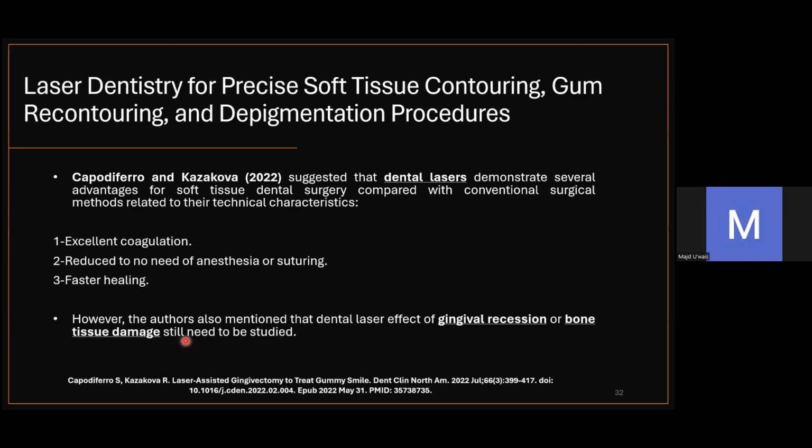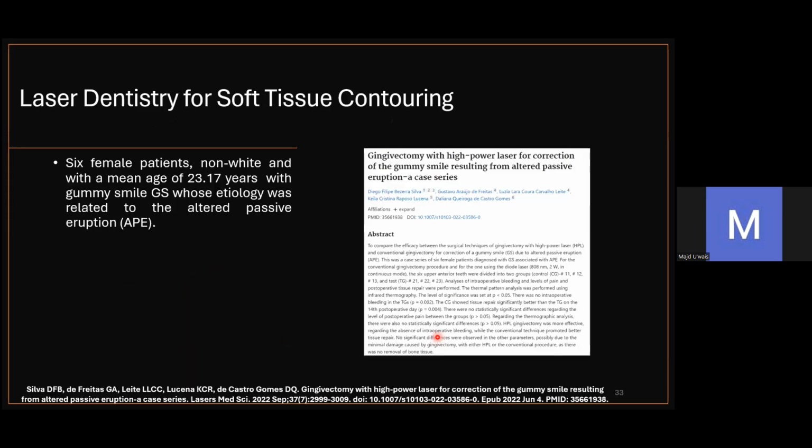However, the authors also mentioned that the dental laser effect on gingival recession or bone tissue damage still needs to be studied. Okay. This is the case series conducted by Silva and his colleagues in 2022. It's about 6 female patients, non-white, with a mean age of 23. They have a gummy smile, and the etiology was related to altered passive eruption.